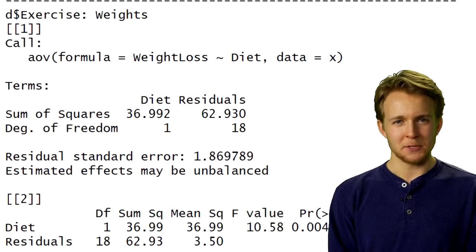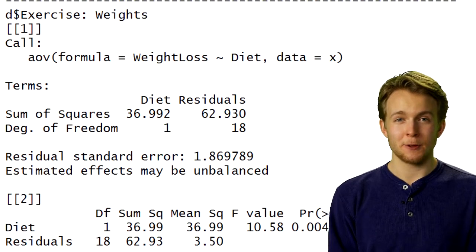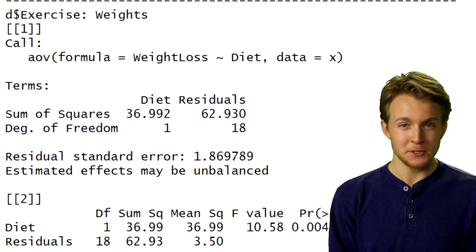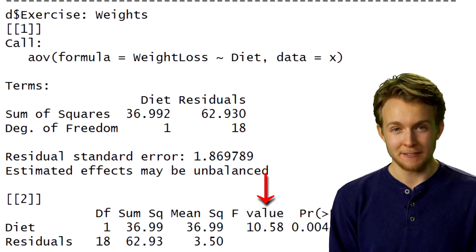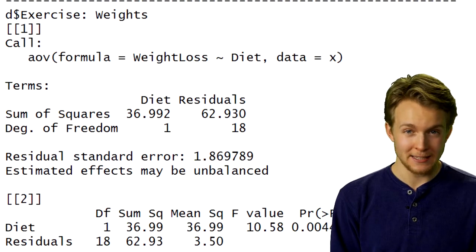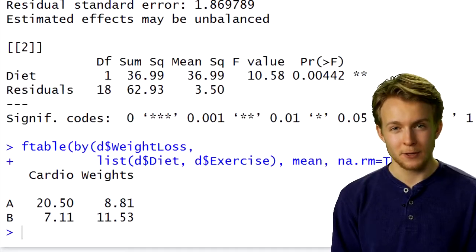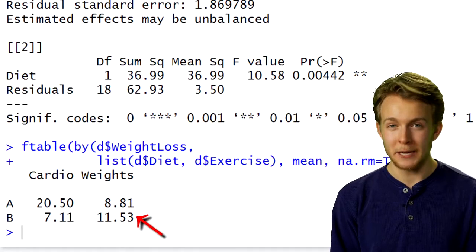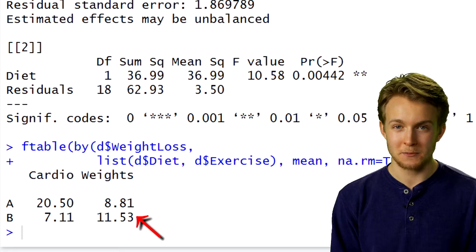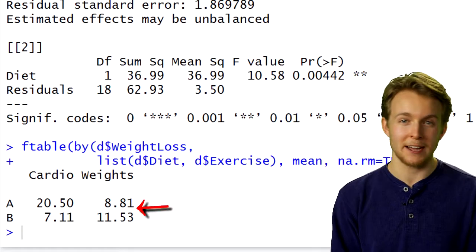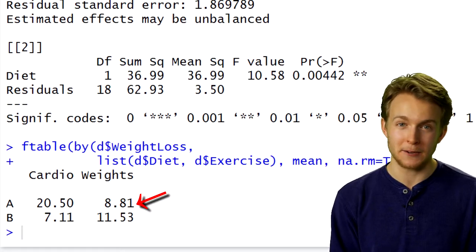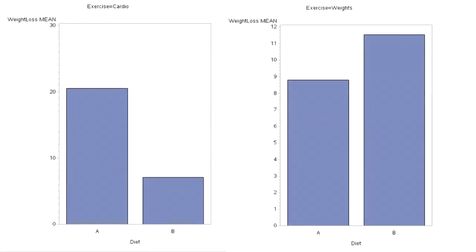The association between diet and weight loss for those involved in the weight training exercise program is also significant. It has a large F value. However, the means show that the association is in the opposite direction. For those involved in weight training, diet B is associated with greater weight loss, 11.5 pounds, compared to diet A, only 8.8 pounds. Here, these results are shown graphically.